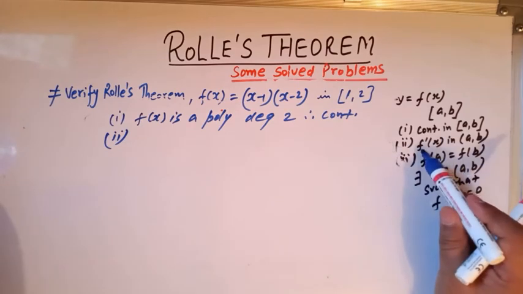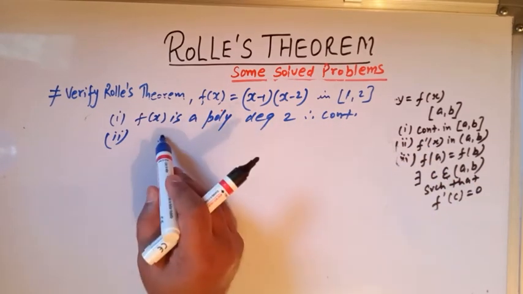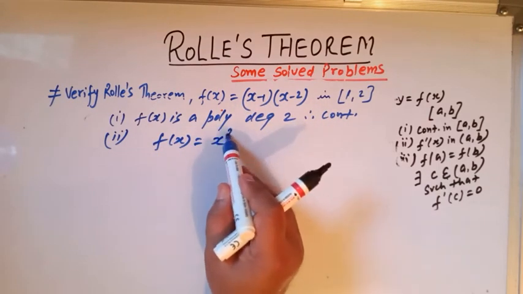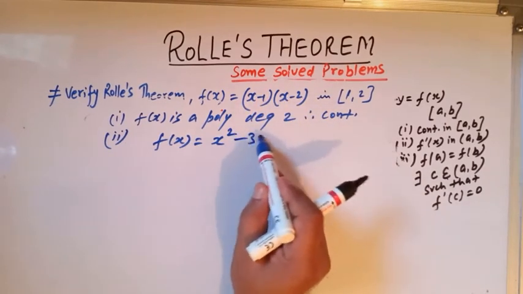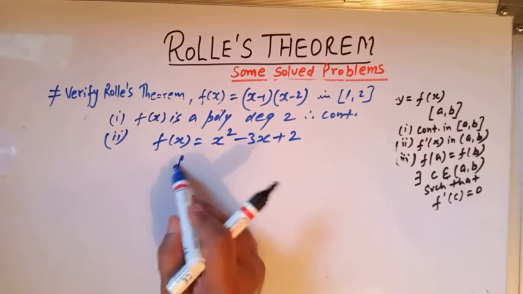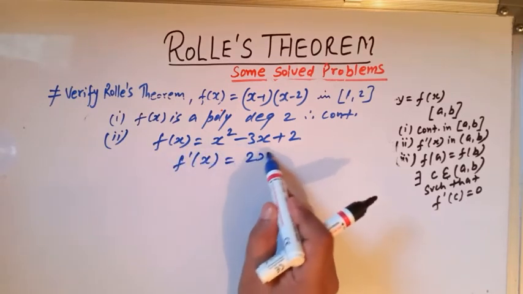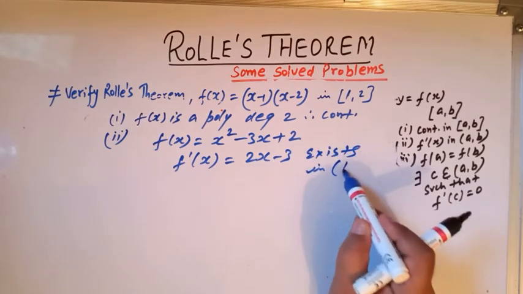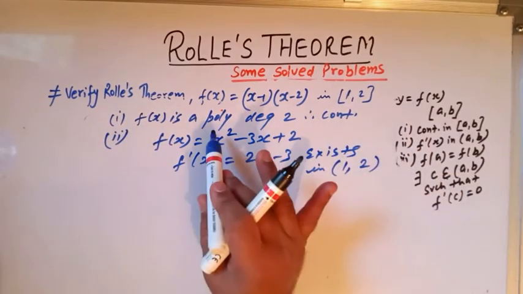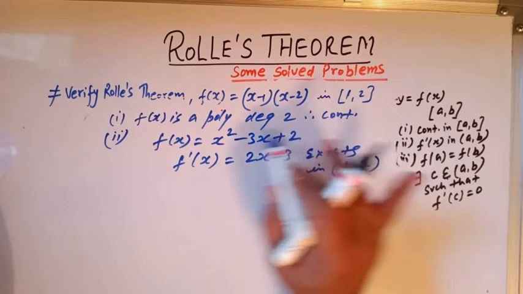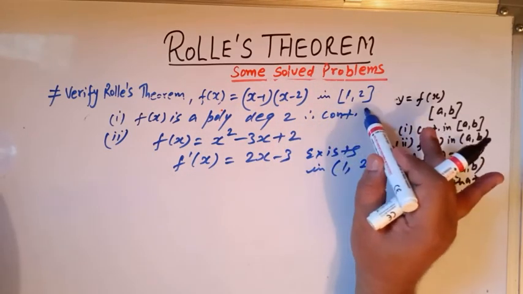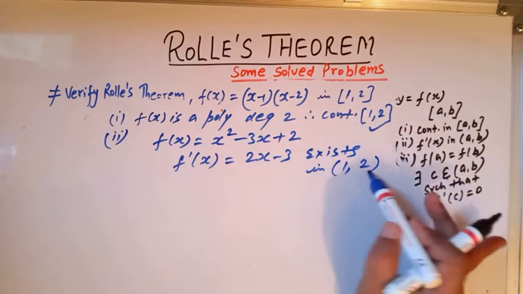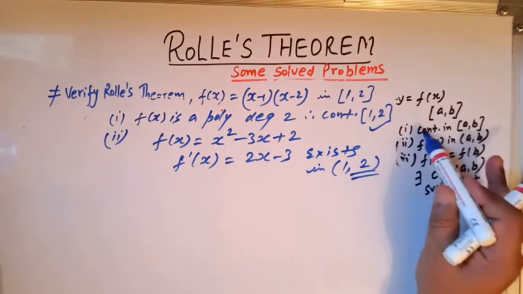Second, the derivative of f. So here we can express this function as x square minus 2x minus x, that is minus 3x, and we have plus 2. So here the derivative of f is 2x minus 3, and this exists in 1 comma 2. So f(x) is a polynomial of degree 2, and it is continuous because all polynomial functions are continuous. So this is continuous in this closed interval. Here the derivative is 2x minus 3, and it exists in open interval 1 comma 2. Thus these two conditions are satisfied.